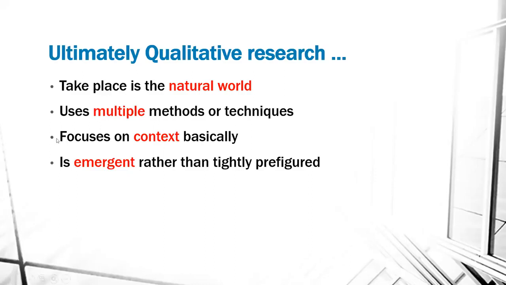And ultimately what I'm trying to say is that it is emergent, something is coming out from your research. Don't think that it is tightly prefigured or something in a box, no need to go out of the box. It is out of the box, we can say. You can find something out of the box. So qualitative research will help you if you have divergent thinking; you can emerge something from your research.